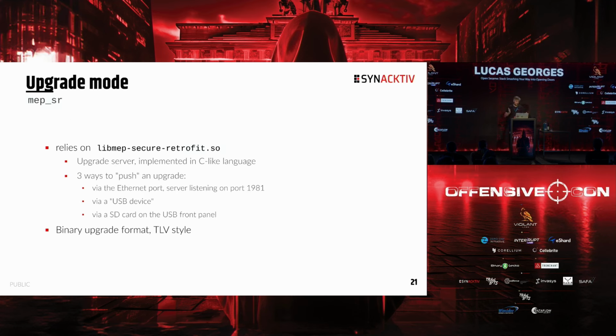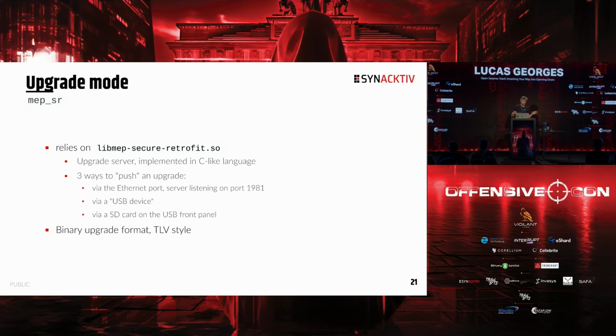So I looked at map server. The executable does really nothing. The only thing it does is open the libmap secure retrofit SO, an upgrade server implemented in its own language, which is really doing pretty much all the job needed. There are 3 ways to push an upgrade on this device. The one I used mostly was through the Ethernet port. There is a TCP server listening on the port 1981.